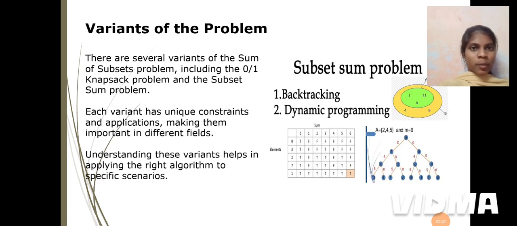Variants of the problem. There are several variants of the sum of subsets problem, including the 0/1 knapsack problem and the subset sum problem. Each variant has unique constraints and applications, making them important in different fields. Understanding these variants helps in applying the right algorithm to specific scenarios.